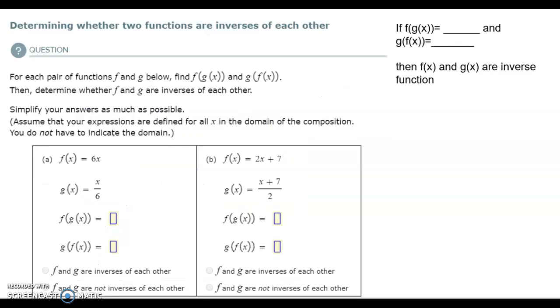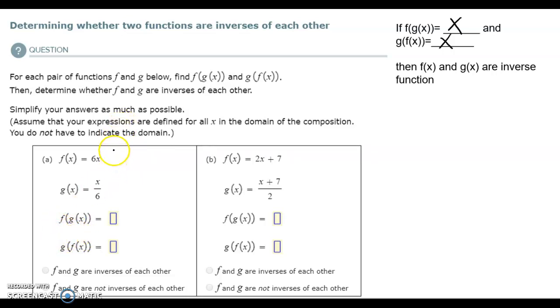Okay, the last aspect of skill 2 we're going to talk about is determining whether 2 functions are inverses of each other. You're going to want to write this down, especially these notes over here. If we put 2 functions inside of each other and the output is x, then they are inverses. So it's asking us to put f inside of g, and then g inside of f, and see what we get.